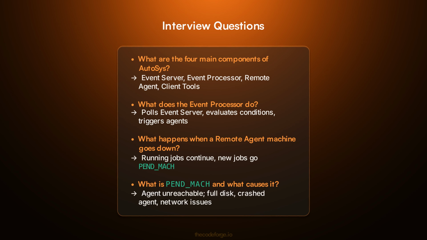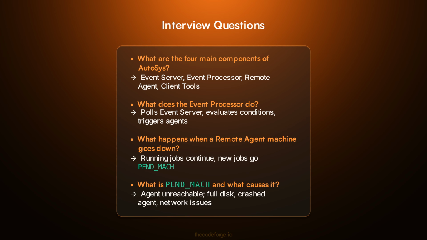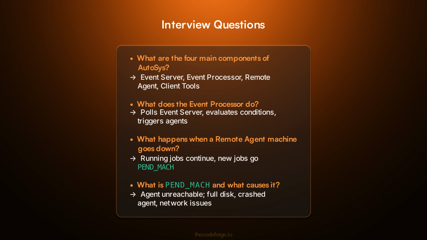Let's run through some common interview questions. What are the 4 main components of AutoSys? Event server, event processor, remote agent, client tools. What does the event processor do? Polls event server, evaluates conditions, triggers agents. What happens when a remote agent machine goes down? Running jobs continue, new jobs go PenMock. What is PenMock and what causes it? Agent unreachable, full disk, crashed agent, network issues.